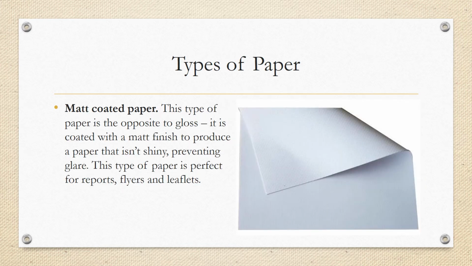Another one is matte coated paper. This type of paper is opposite to gloss. It is coated with a matte finish to produce a paper that isn't shiny, preventing glare. This type of paper is perfect for reports, flyers, and leaflets.